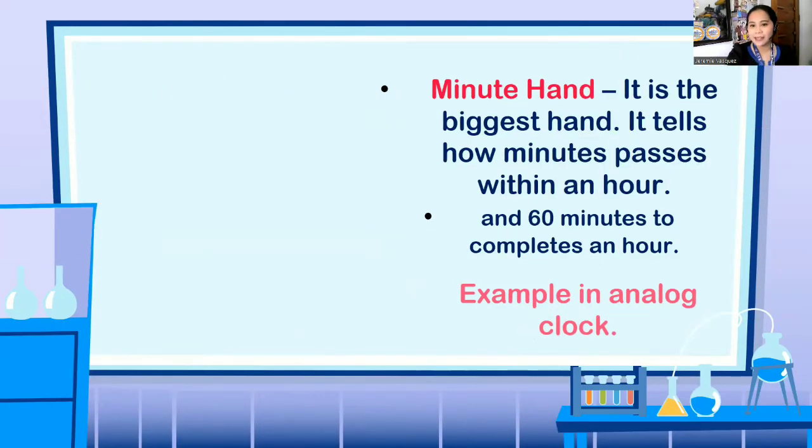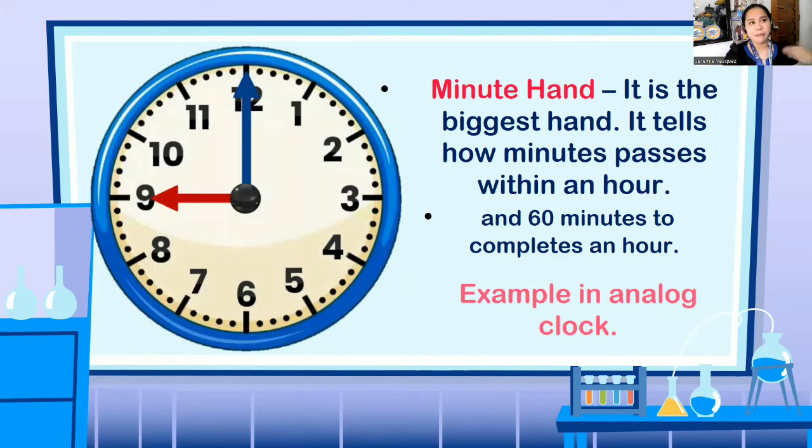So let's proceed to the minute hand. The minute hand is the biggest hand, and it tells how many minutes pass within an hour. The minute hand has 60 minutes to complete 1 hour. So again, which is the minute hand on this analog clock? Is it the red one or the blue one? Yes, definitely the blue one.